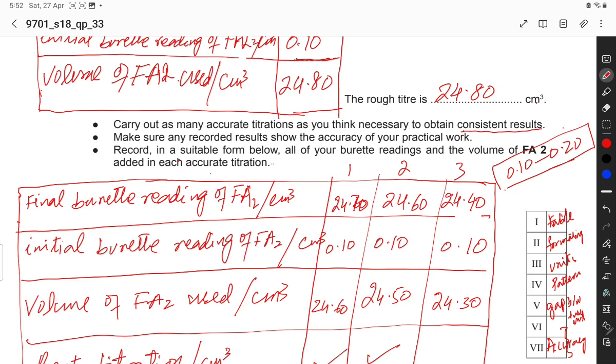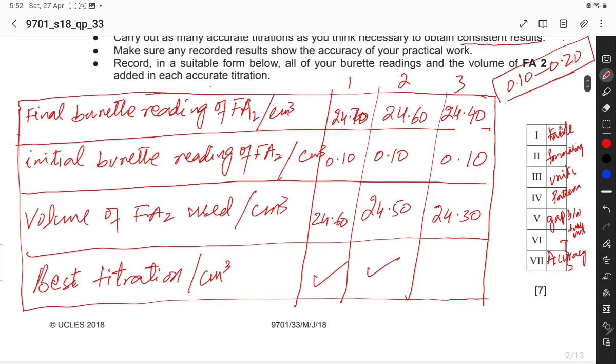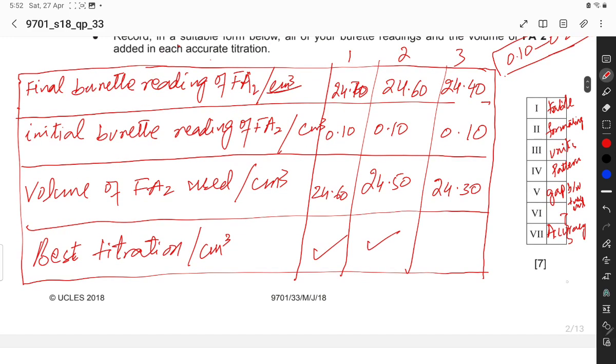Record in suitable form below all of your burette readings and the volume of Fa2 added in each accurate titration. Final burette reading of Fa2 in centimeter cube, the unit is very important. We have 7 marks up till now. You have to draw a table, 1 mark per table, and the second mark will be given for correct formatting. First you write the final burette reading, second the initial burette reading, and then the volume of Fa2 used in centimeter cube. Best titration results. So this is the formatting. Units, the third mark is given for units.